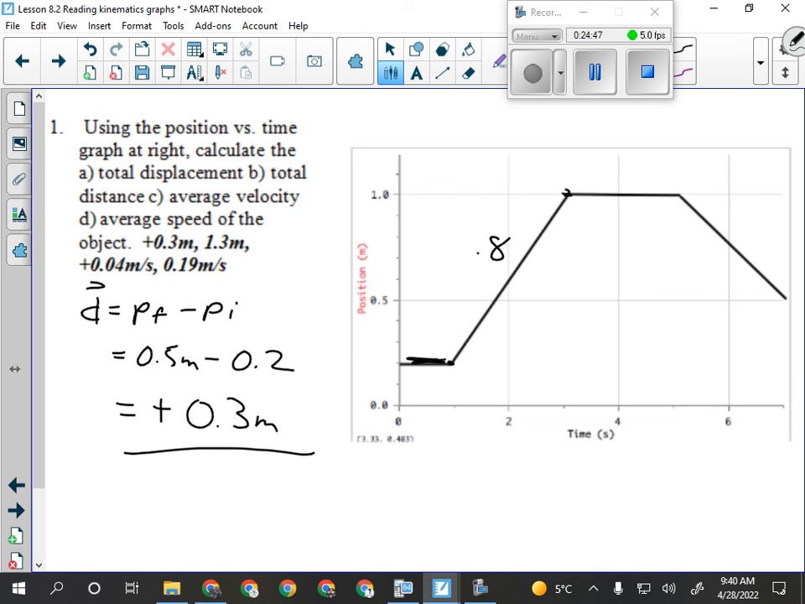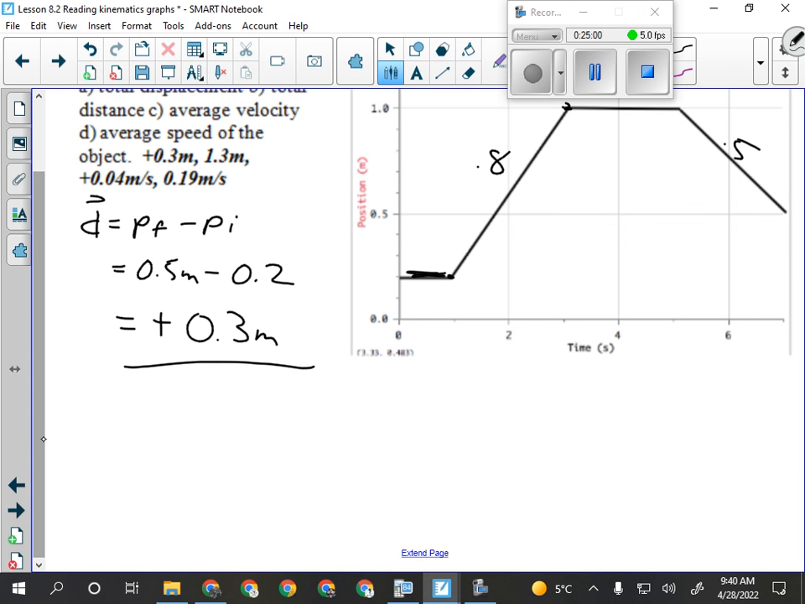Okay, then it goes from 1 down to 0.5. Okay, 0.8 plus 0.5 is 1.3 meters. Okay, total distance traveled. And then to get your average speed and average velocity, we just plug into the formulas.